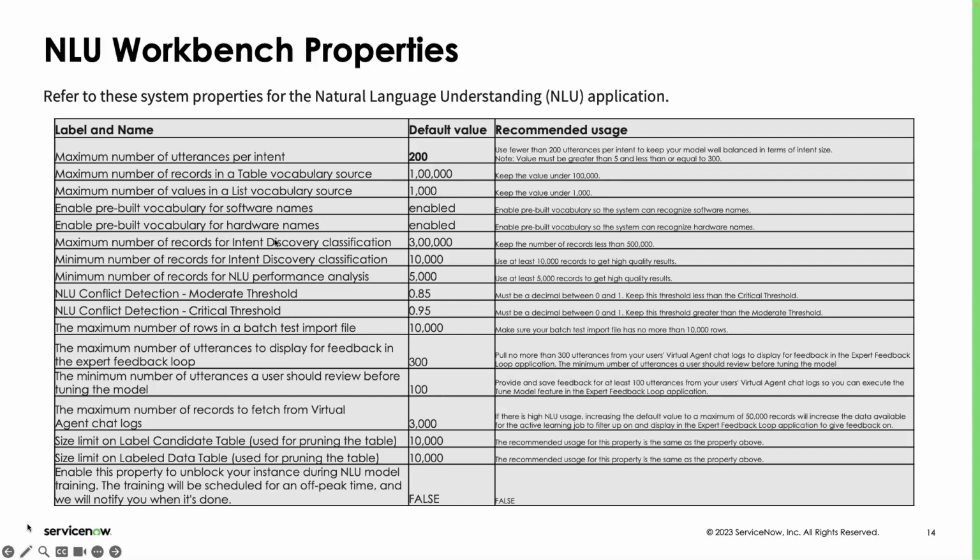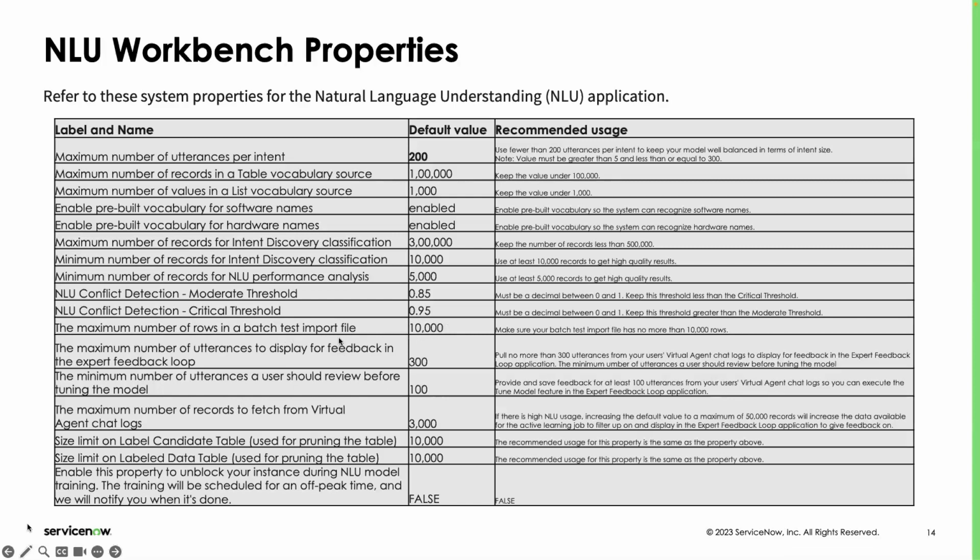Set the maximum number of records for intent discovery classification. Right now, the minimum is 10,000 and the maximum is 300K. So we need at least 10,000 records to use intent discovery. You can change it, but 10,000 is recommended. Similarly, you can review other settings as well, such as the maximum number of rows in a batch test. You can restrict the number here.